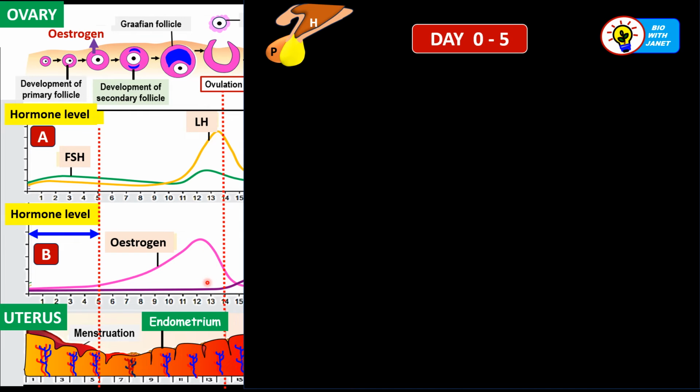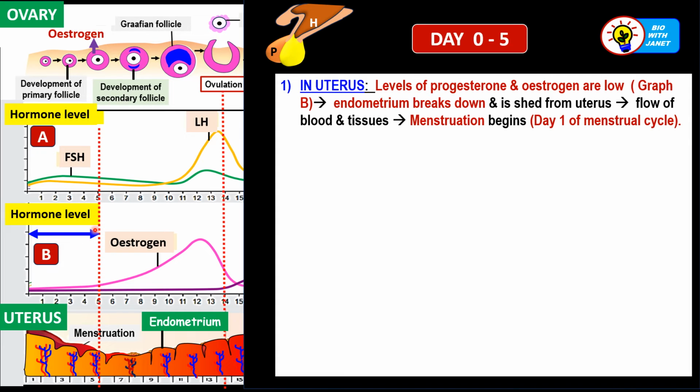So firstly, what happens from day 0 to day 5? Day 0 to day 5 is from here, so follow the blue arrow here, this period of time. Firstly, the levels of progesterone and estrogen are low. Now, look at graph B here. The levels of estrogen, which is the pink line, and the progesterone, which is the purple line, are low.